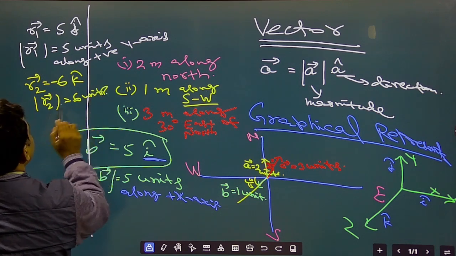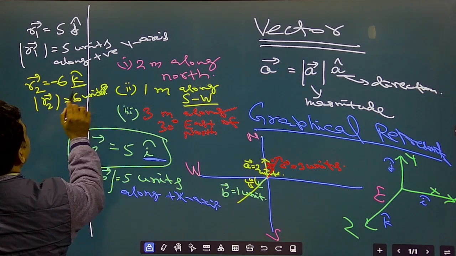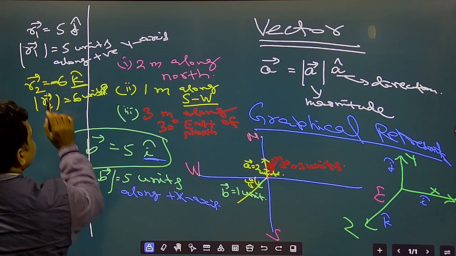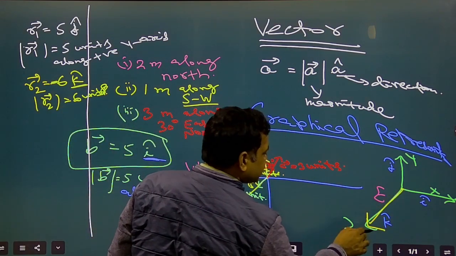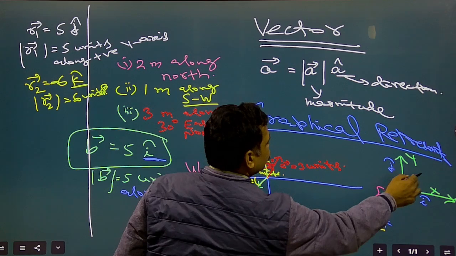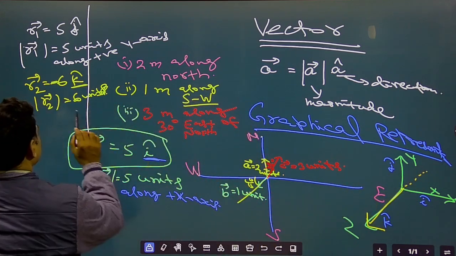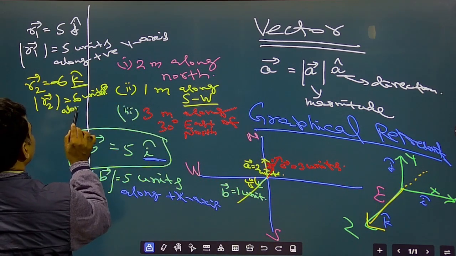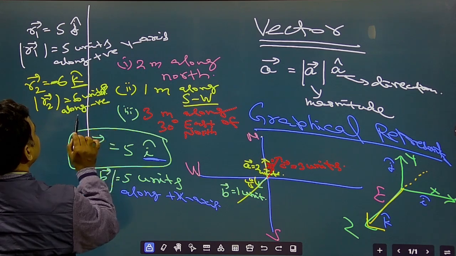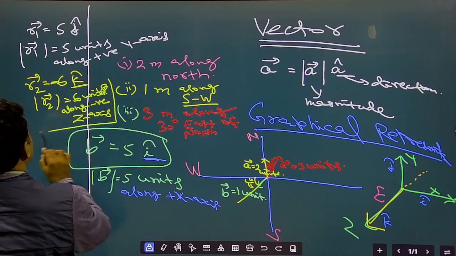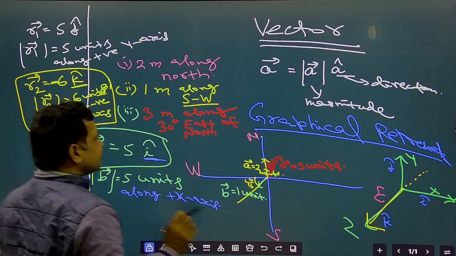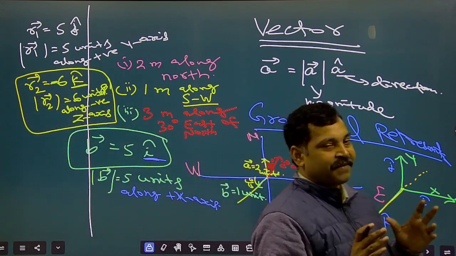And what will be its direction? Its direction will be along k. Minus means opposite. So k is the positive z-axis, and minus means the opposite of that, so I write here along the negative z-axis. Understood? So this is how we represent a vector.